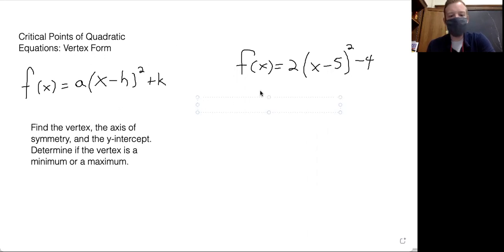So the vertex is always going to come from this letter h and this letter k right here. Specifically, we are going to take the opposite of the number that's inside the parentheses, so that's negative h and positive k. So whatever number we have inside the parentheses here, that's going to give us the x value for our vertex, but that sign is going to be reversed. So in this case, we have a minus 5 inside the parentheses, which means our vertex will have a positive 5 for the x value.